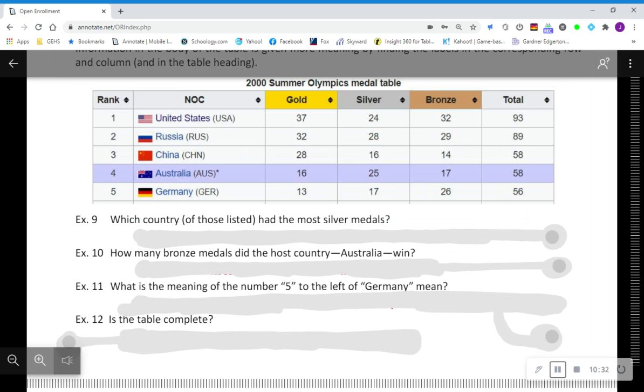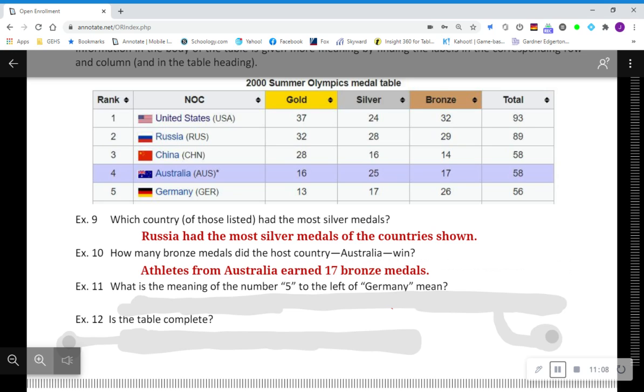Okay, so number one, problem 9 here. Which country of those listed had the most silver medals? So you look over here in the silver medal column, and that would be Russia. So of those listed, Russia had the most silver medals. Okay, how many bronze medals did the host country, Australia, receive? So you find Australia here, and then you line up with the bronze medal column, and the answer here would be 17 of those bronze medals. So athletes from Australia earned 17 bronze medals.